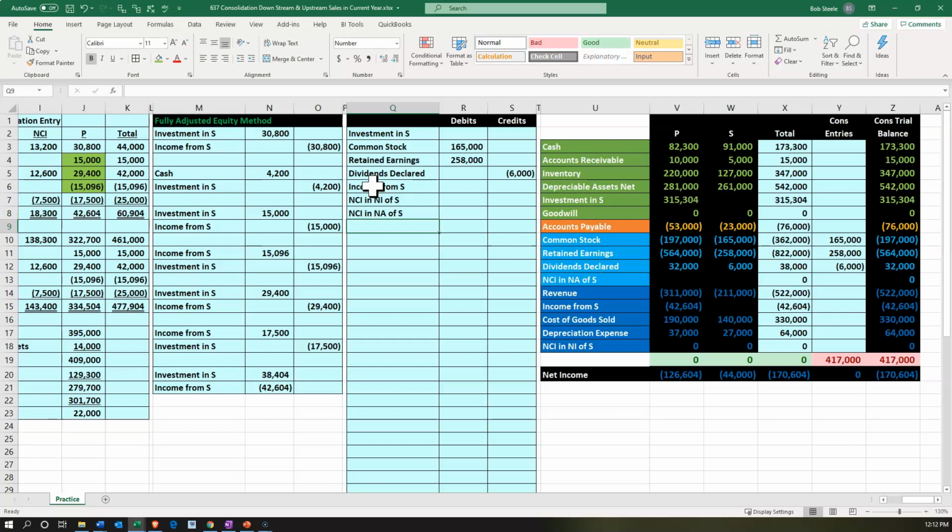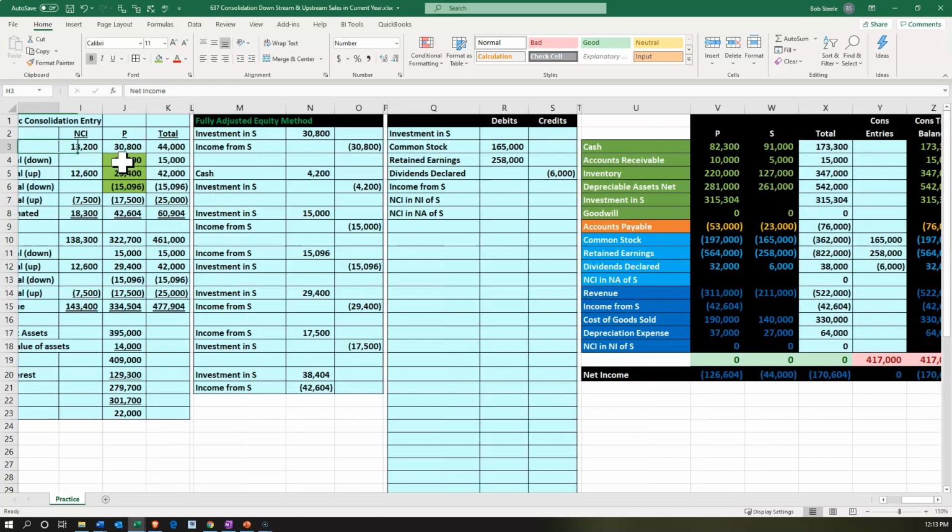Now, normally, we would say that this number would be our percentage of that 44,000, 70%. This number would be the non-controlling interest of that 44,000, or the 30%. This number would be the non-controlling interest of the net assets, which would be the 461,000 times the 30%. And this would be the controlling interest of the net assets, which would be the 461 times the 70%, right? But we're going to do that from the table now.